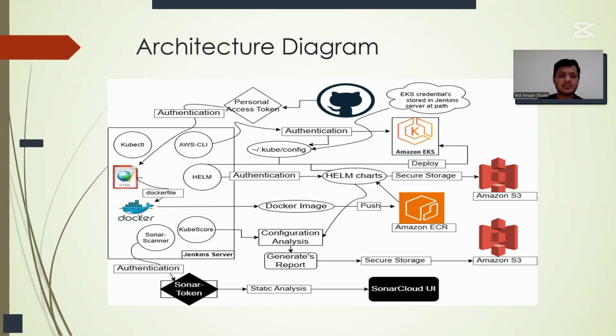Furthermore, Docker was installed on the Jenkins server itself, along with the cloned code. There comes the Dockerfile, and the Dockerfile was first built into a Docker image. Furthermore, the Docker image was created and pushed to Amazon ECR. And kubescore was used for the configuration analysis of the Helm chart. It generated a report and securely stored that in Amazon S3.